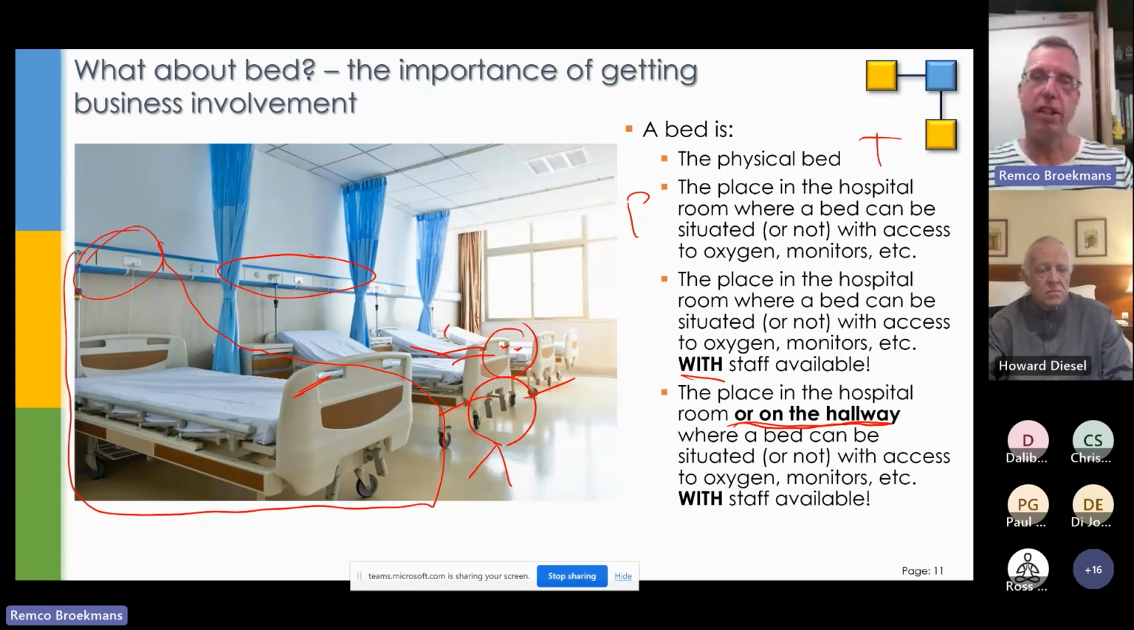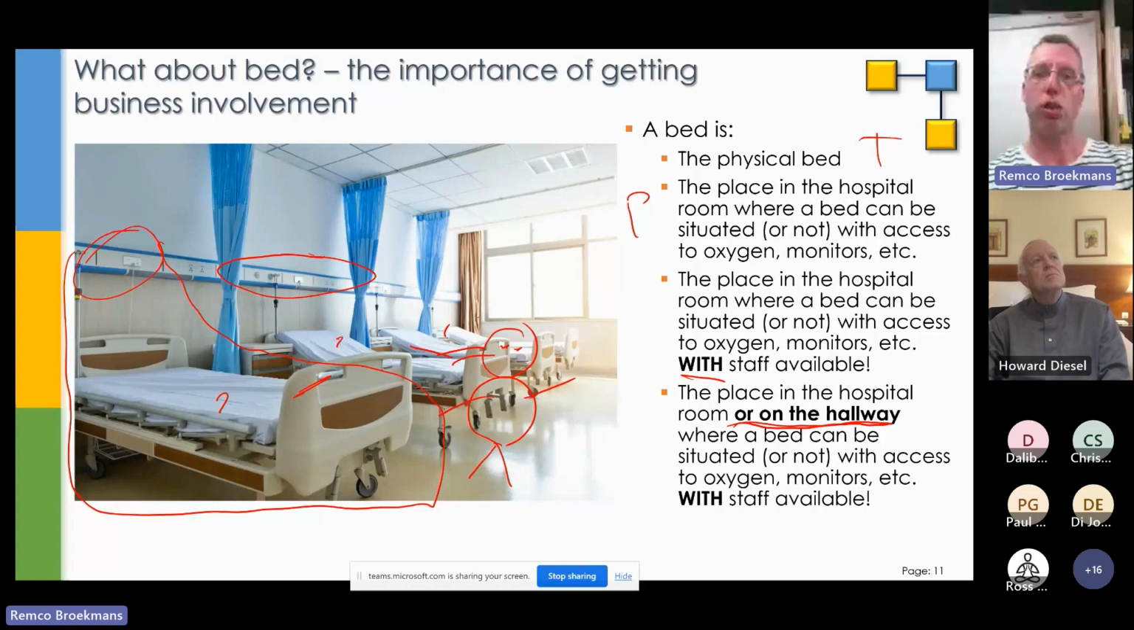So that's for me a bed. And you can say, why is this all important? The reason it's important for them is for the calculation. We need to know what the availability is in our hospital. And the availability depends not only on how many physical beds are occupied, yes or no, but also on how much staff is available, yes or no.